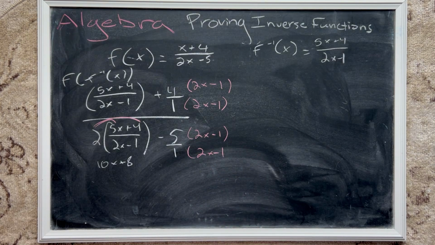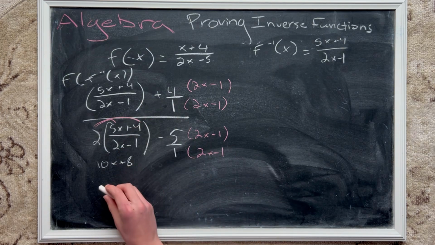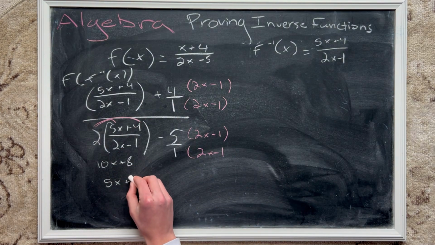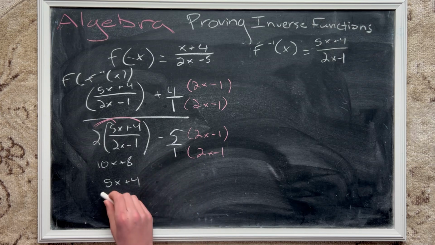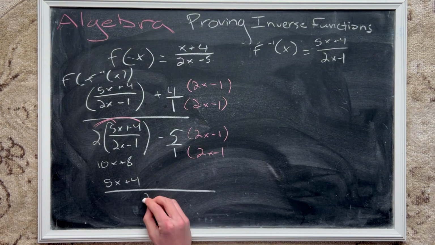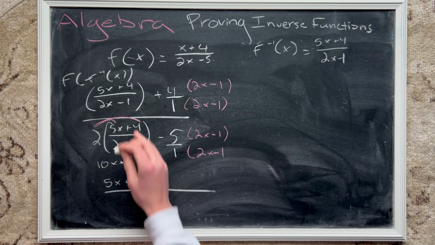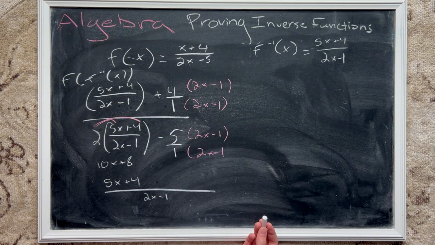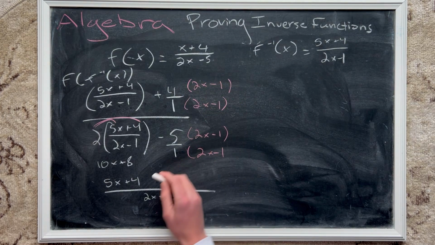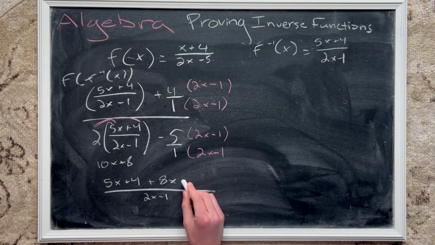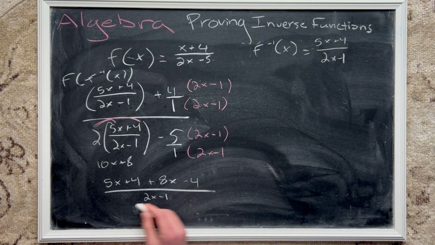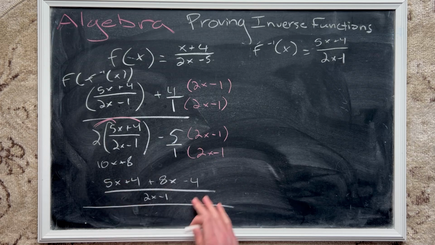And then when we distribute all of these terms, we're left with on the top 5x plus 4, that doesn't change. And then we're going to expand this to one fraction, which is over 2x minus 1, because we're adding these fractions using the common denominators. Then we're distributing that 4. 4 times 2x is 8x. 4 times negative 1 is negative 4. And that is the entire numerator with the denominator 2x minus 1.